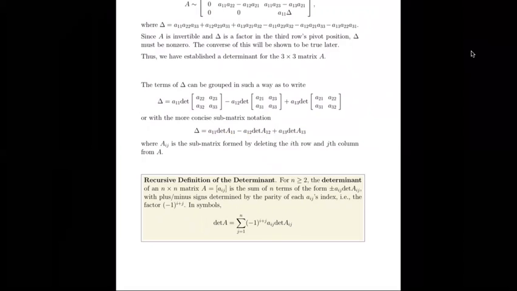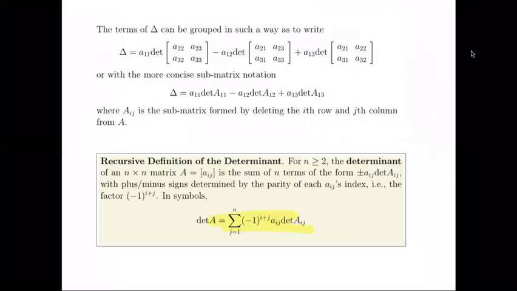We could continue to break down until we get to 2 by 2 subdeterminants, and then we know how to calculate those subdeterminants, and that gives us an algorithm for calculating any one of these. This is sort of our catch-all expression for calculating the determinant of an n by n matrix. And we see there's a parity going on. -1 gives us parity, which is plus or minus for each of these positions.